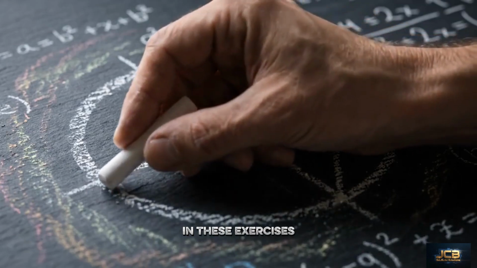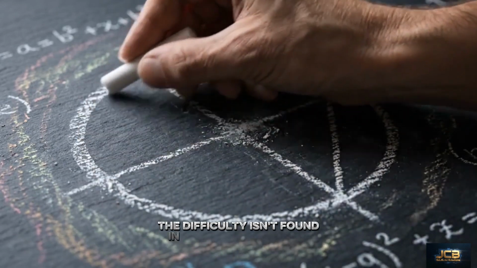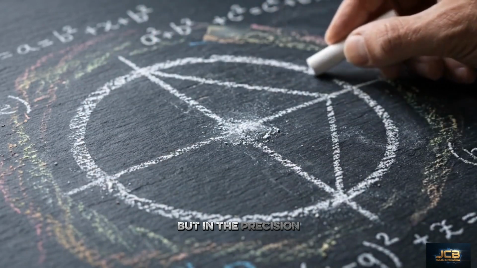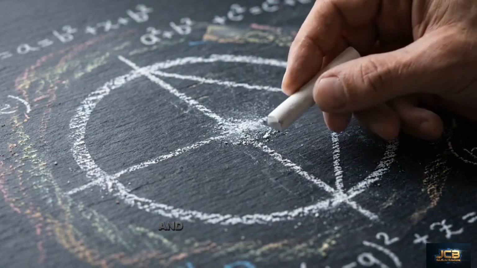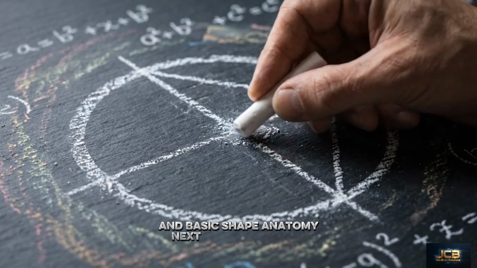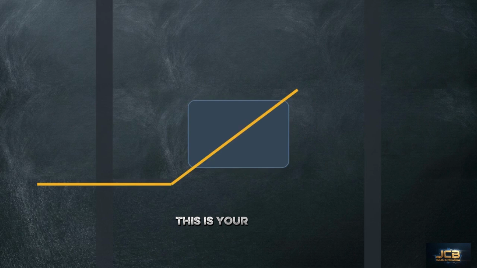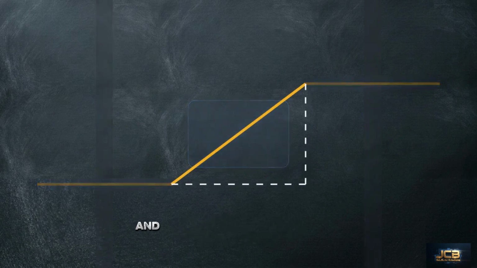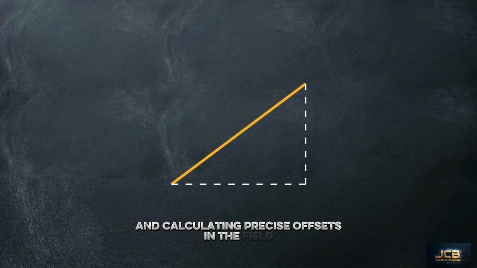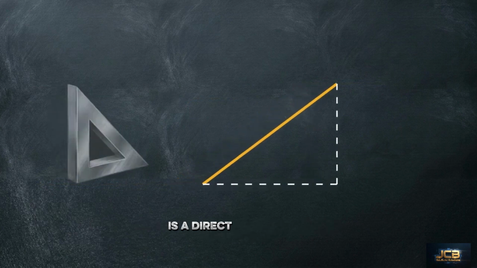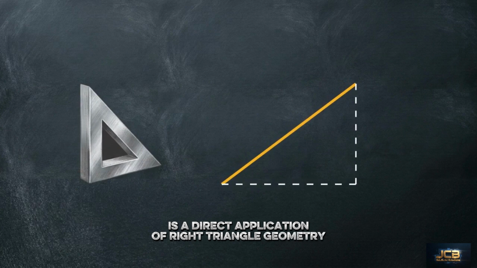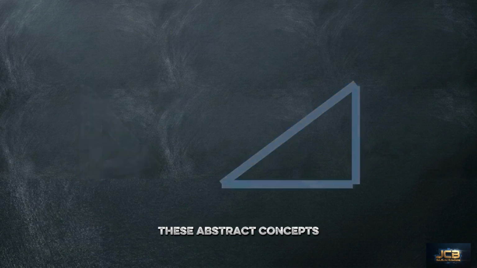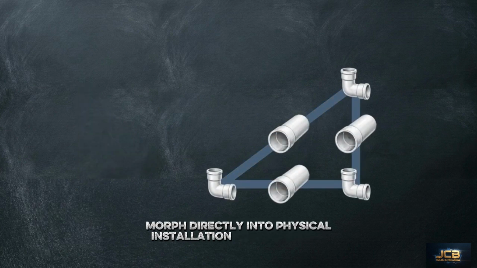In these exercises, the difficulty isn't found in advanced theorems, but in the precision required for unit conversion and basic shape anatomy. Next is trigonometry. This is your primary tool for navigating pipe routing, establishing slopes, and calculating precise offsets in the field. Pipe routing is a direct application of right triangle geometry. These abstract concepts morph directly into physical installation measurements.